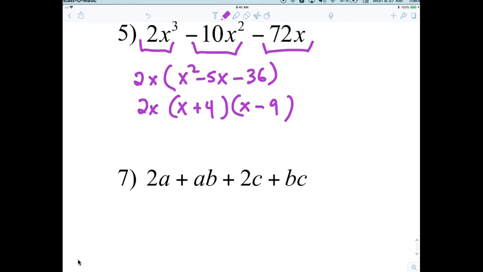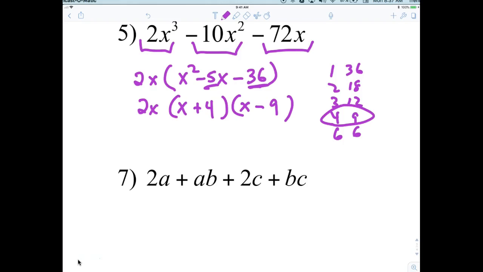Where'd you get 4 and 9? Because of the factors of 36 that make 5. So remember, the factors of 36: 1 and 36, 2 and 18, 3 and 12, 4 and 9, 6 and 6. The only one that makes 5. Remember that now? Very, very important.